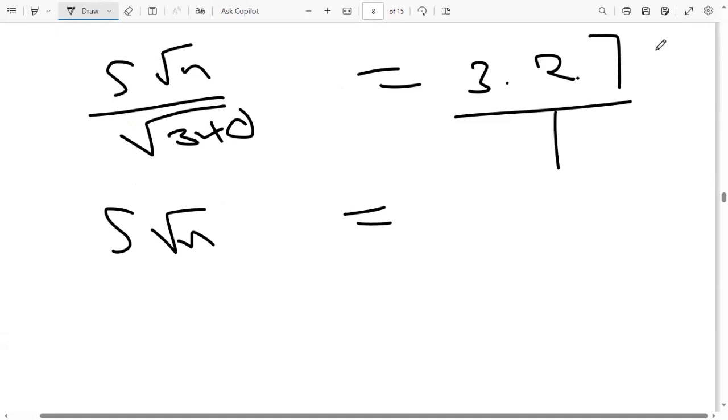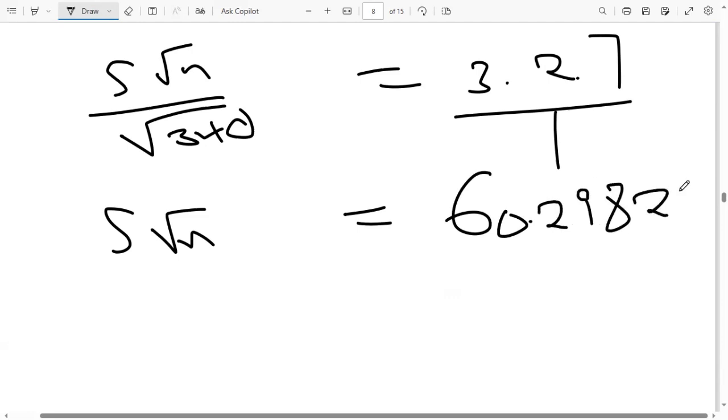What are you going to do? Okay, so we have the root of 340 multiplied by 3.27. So I'm going to get 60.2982207. Okay, but I want to find n, so the root of n equals this number divided by 5.